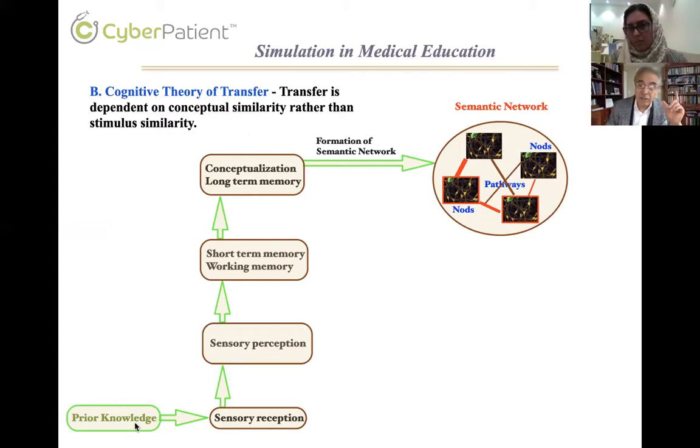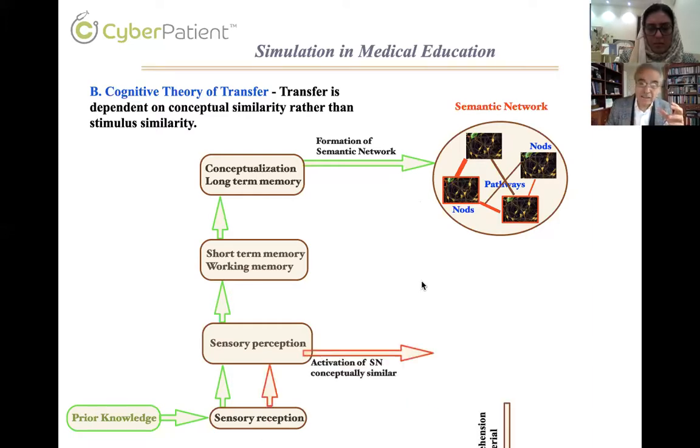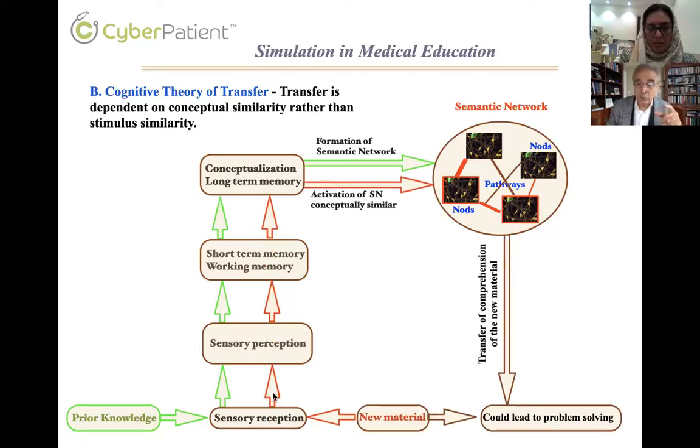when we have some stimuli, we get sensory reception and then sensory perception, and then it goes to our short-term memory and then to our long-term memory. In the brain, we form a semantic network that consists of neuron nodes and pathways together to represent that experience. When the next experience occurs, we go through the same path again, and this time we're not looking to form a new semantic network, but we are looking for an existing semantic network to build on top of it. So that's how the cognitive transfer of learning comes about.